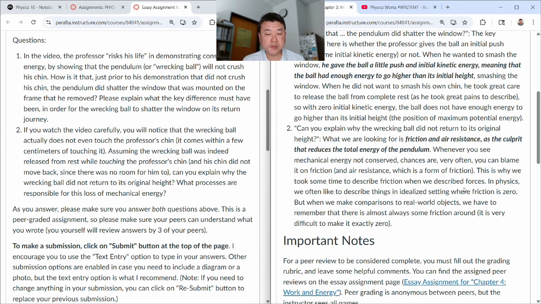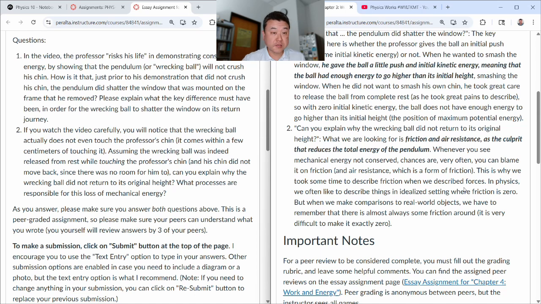In physics, we often like to describe things in an idealized setting where friction is zero, but when we make comparisons to real-world objects, we have to remember that there is almost always some friction around. It is very difficult to make it exactly zero. Here, the biggest thing is probably air resistance. At least when I simulate, once you get rid of air resistance, then pendulums become perpetual motion machines in simulation.